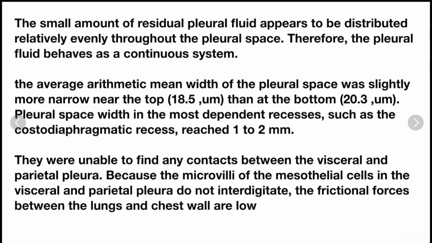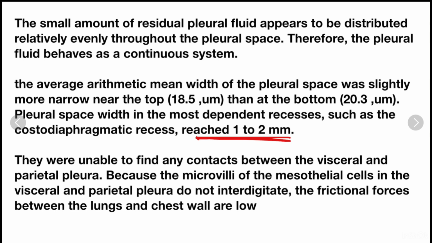Now they are saying the small amount of residual pleural fluid appears to be distributed relatively evenly throughout the pleural space. Therefore, the pleural fluid behaves as a continuous system. The average arithmetic mean width of the pleural space was slightly narrower near the top than at the bottom. Pleural space width in the most dependent recesses, such as the costodiaphragmatic recess, reached 1 to 2 mm. So the width of the pleural space is greater in the bottom part, very, very important, and it is narrower in the top part.